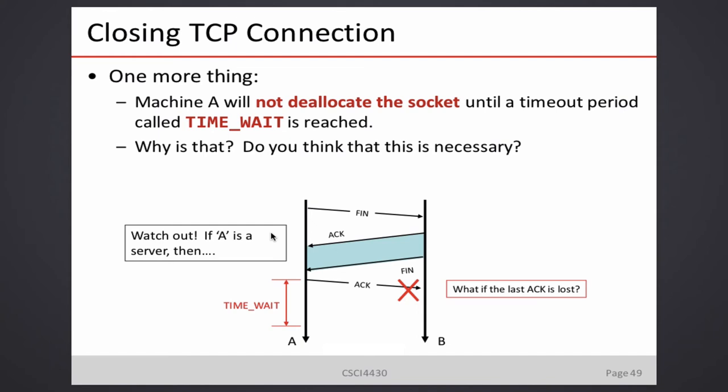TIME_WAIT is just a state, a variable, that keeps the socket open for 60 seconds even after you send out the ACK. The reason is that the ACK can be lost, and B will keep retransmitting FIN. If I determine that once I send out the ACK everything's fine and we can close, then when the FIN is retransmitted, the socket is no longer there. That's very bad. That's why we have a timeout of 60 seconds: there are no other replies, so we have to be prepared for the chance that the ACK is lost and the FIN will retransmit. That's why you have to wait 60 seconds before you can restart your server.